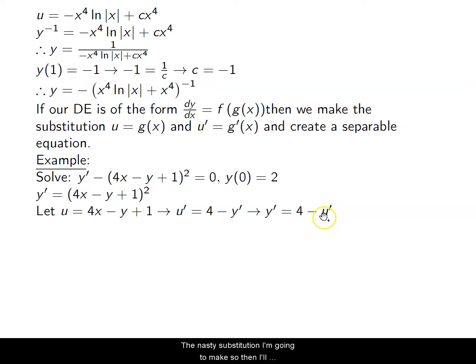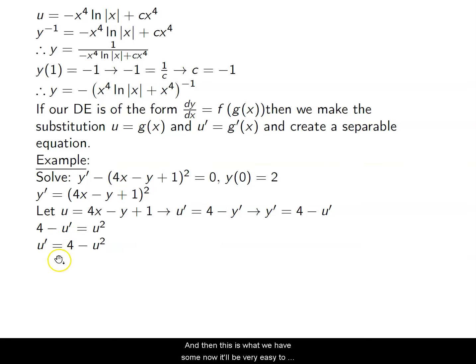Okay, so then that's the substitution that I'm going to make. So then I'll have u's everywhere instead of y's, right? So same thing. So this will be 4 minus u prime, and I'll have u squared here, right? So 4 minus u prime equals u squared. Move the 4 over, okay? Change the signs, and then this is what we have.